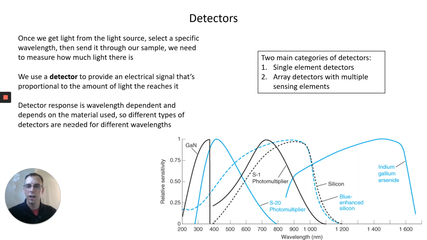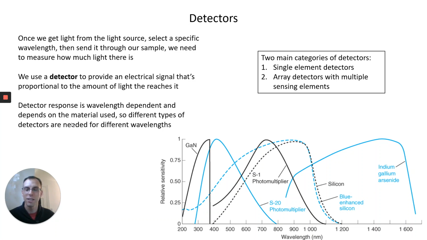So here we're going to talk about our final specific component we're going to discuss, which is detectors. Once we've gotten our light from our light source and selected our specific wavelength with a monochromator, we need to be able to measure exactly how much light there is. We can't just say, oh, it's kind of bright or it's kind of dim. We need something more scientific than that, a specific quantitative measurement that we can make. And to do that, we use a detector.